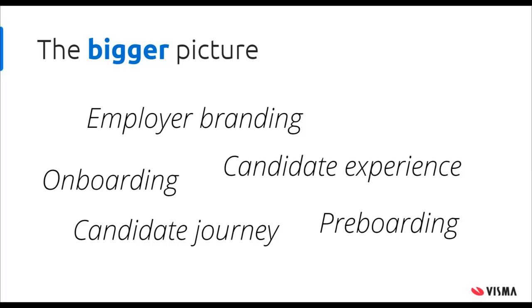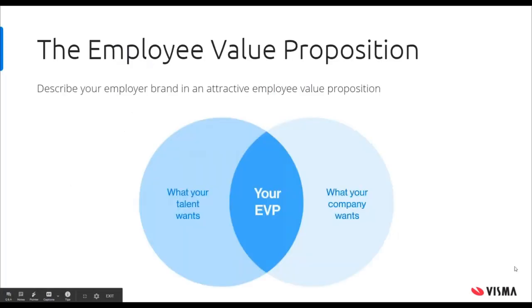Who am I as an employer, and what do I want to share with the world about who I am? What should that look like? If you look a little bit further at that, it all comes down to the employee value proposition. Basically, this describes your employer brand in an attractive way. So what does this mean? On the left side, you can see what your talent wants. What are candidates looking for in an employer? And on the right side, you can see what you as an employer want or what you have to offer. And right there in the middle lies the sweet spot.